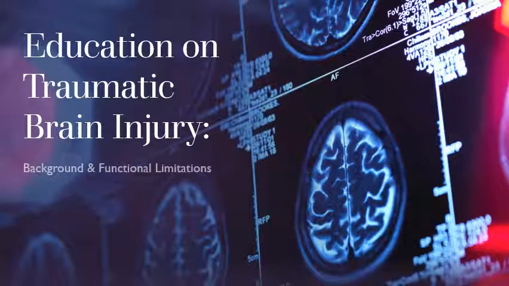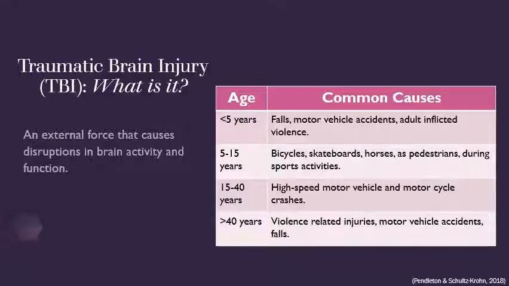I'm an occupational therapy student at the University of Utah, and today I will be providing you with a brief overview of traumatic brain injuries and discussing a few common functional limitations that you may see when working with this population. So, traumatic brain injury, abbreviated as TBI, what is it? Essentially, it is when an external force causes changes in brain activity and function, leading to impairments in function.